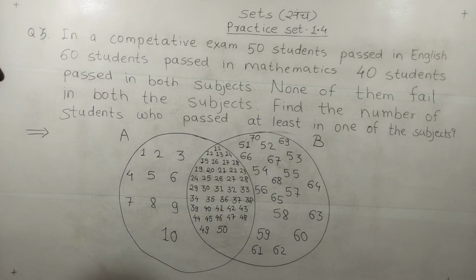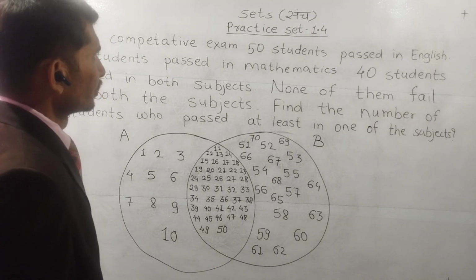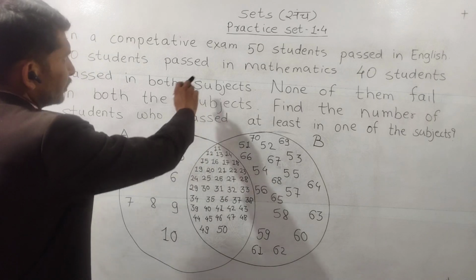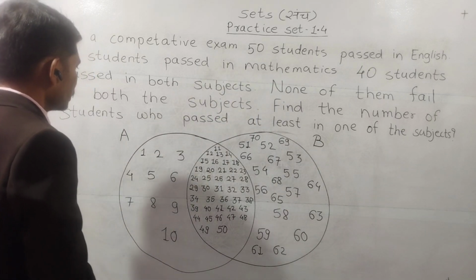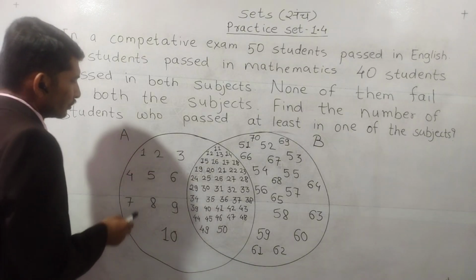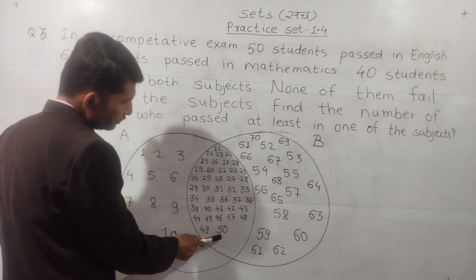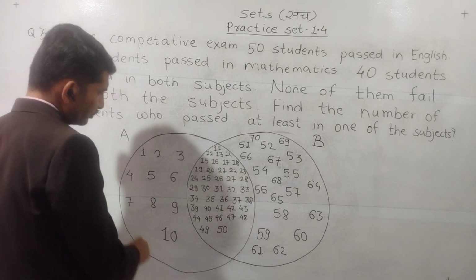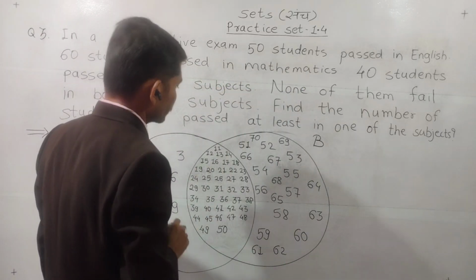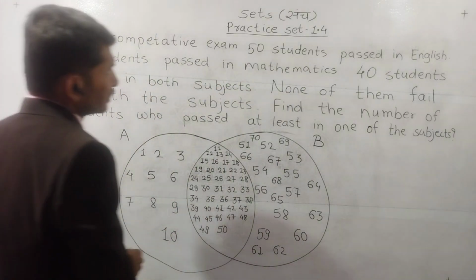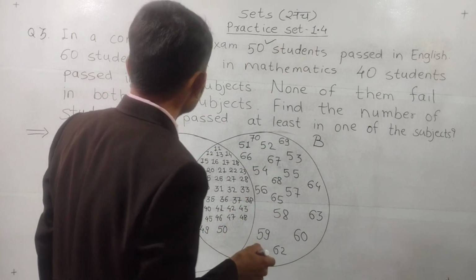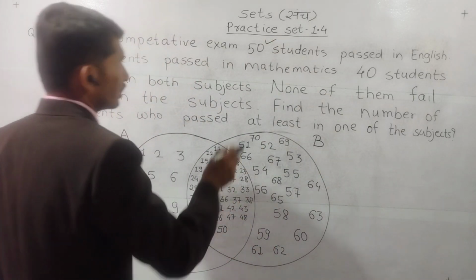So we will examine and confirm the students of each category. Suppose in a competitive exam 50 students passed in English. Set A is the set of students who passed in English, so we can say from 1 to 50. Total 50 students are there in set A who passed in the English subject. Now we have to see if this condition is fulfilled. Yes, this condition is fulfilled. Now we will see the next condition.